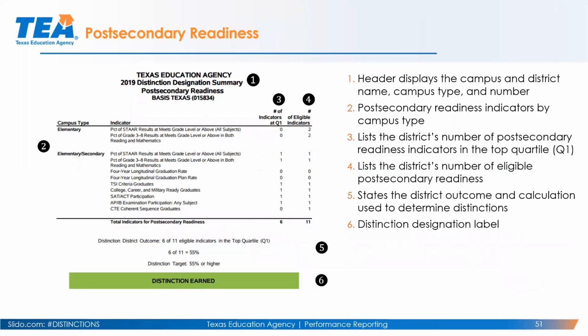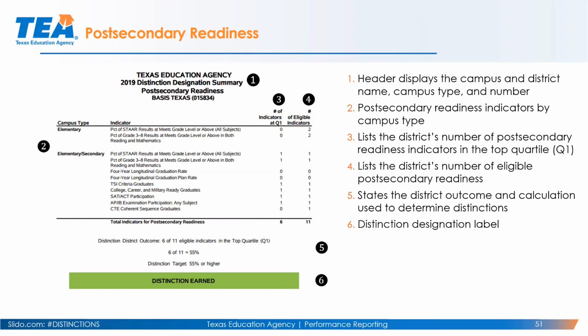This is an example of a distinction awarded to a district. Section 1 would display the campus or the district information. Section 2 would list the post-secondary readiness indicators by campus type. Section 3 would list the district's number of post-secondary readiness indicators in the top quartile, or Q1. Section 4 lists the district's number of eligible post-secondary readiness indicators. And Section 5 would state the outcome and calculation used to determine this distinction.